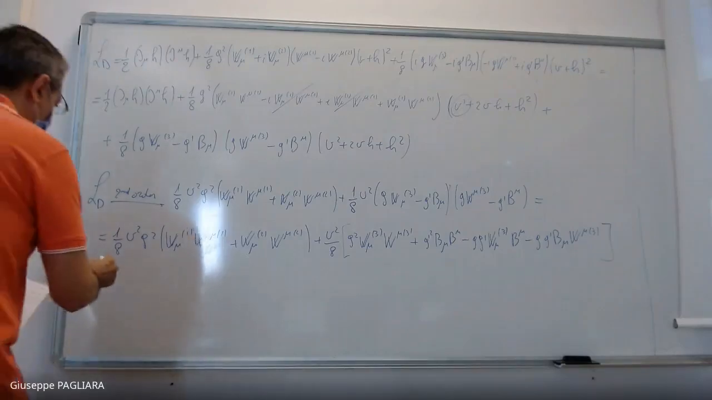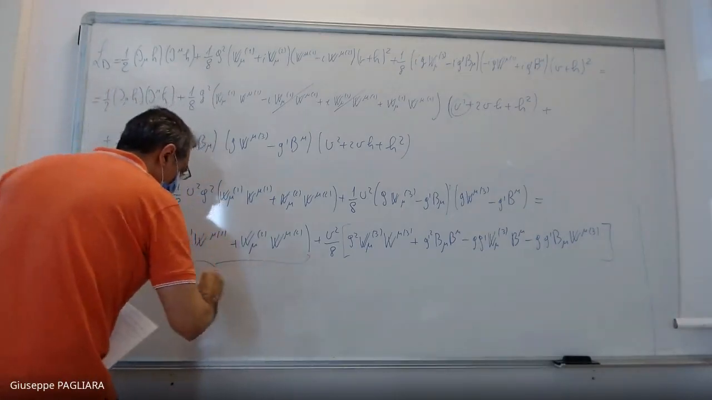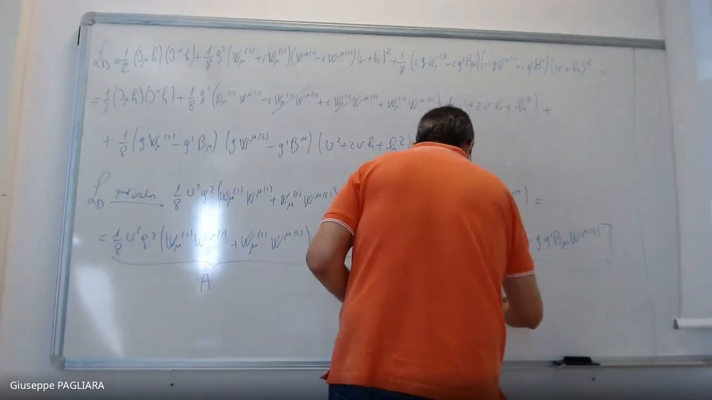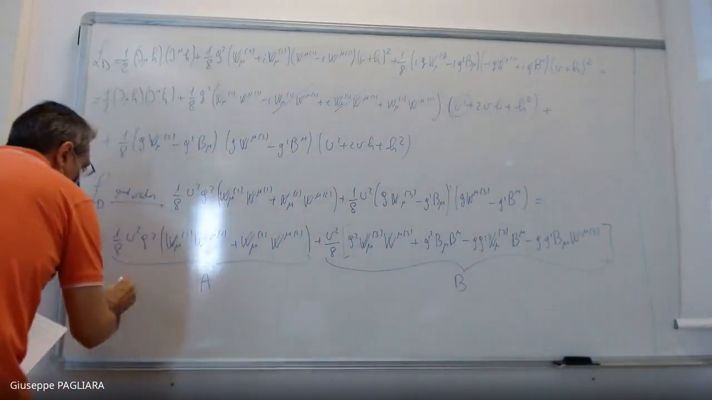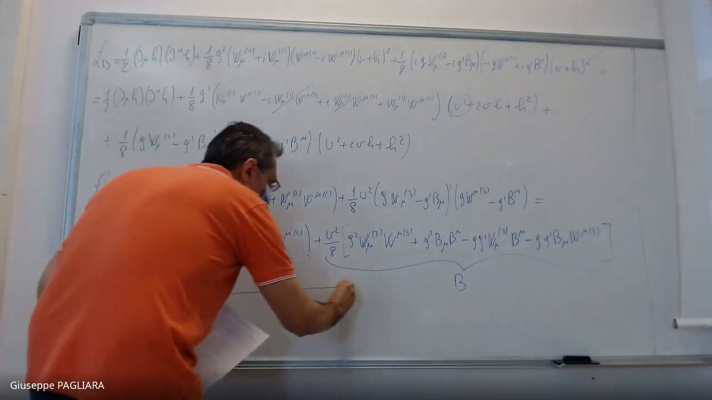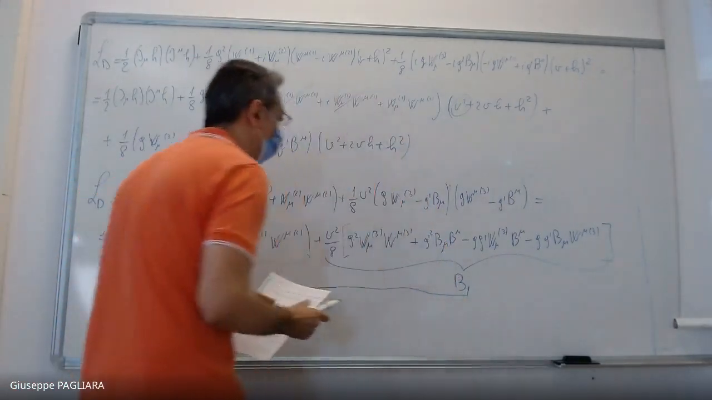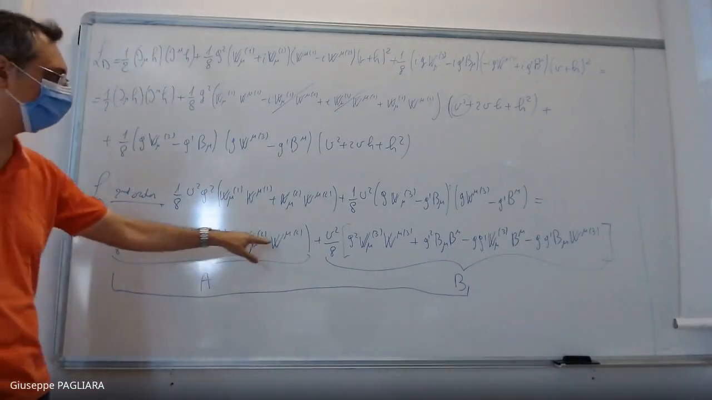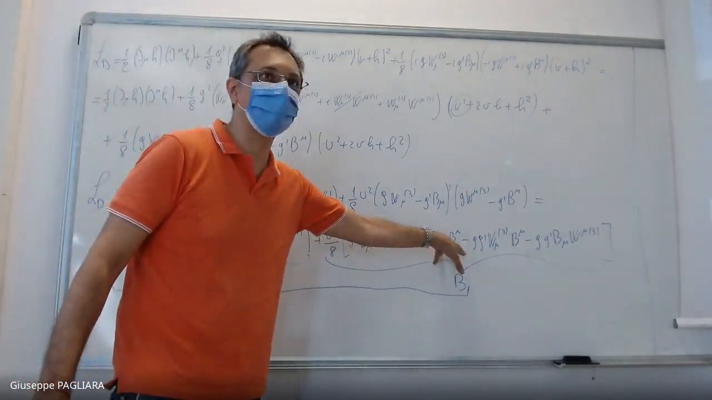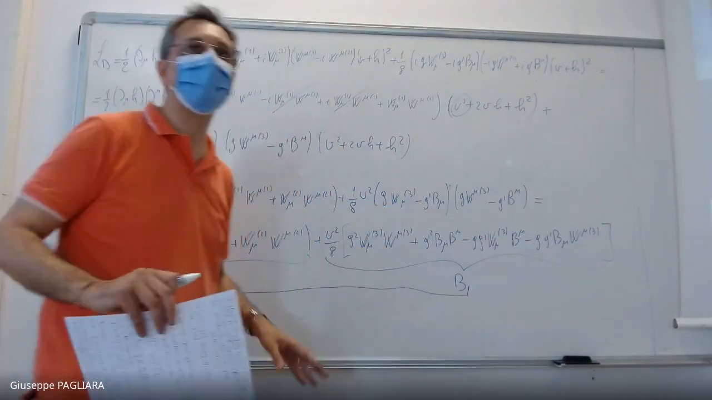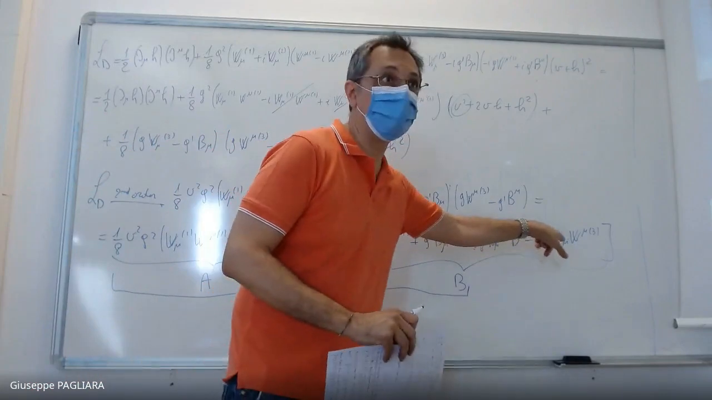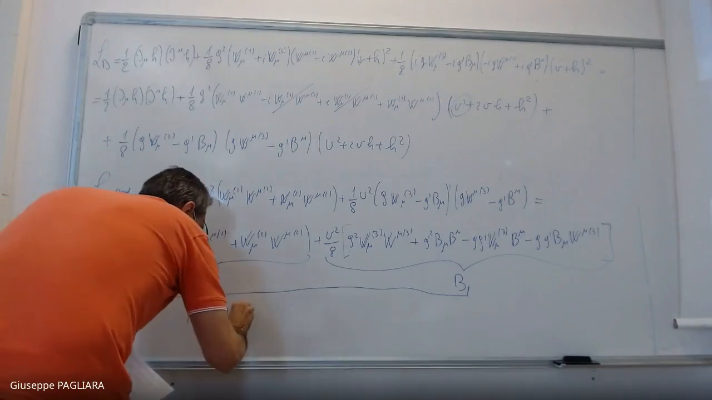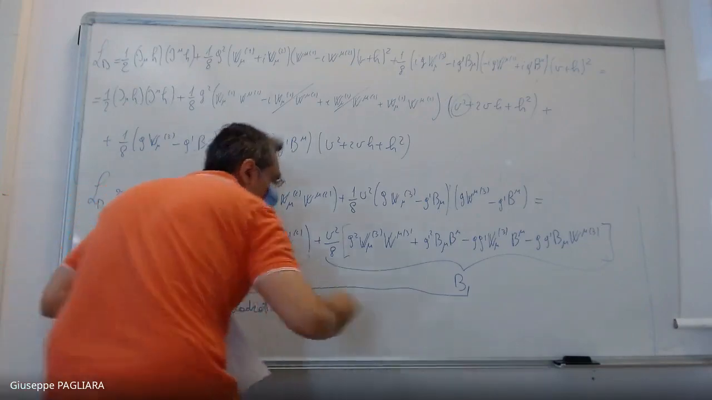So let me call this term A. Let me call this term B. And consider that all this part here, up to here, has pure quadratic terms in the fields: W1 squared, W2 squared, W3 squared, B squared. What is remaining are mixed terms. Okay? So these are pure quadratic, and these are mixed.